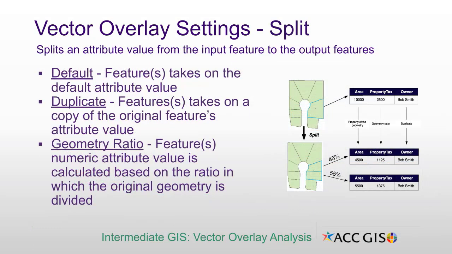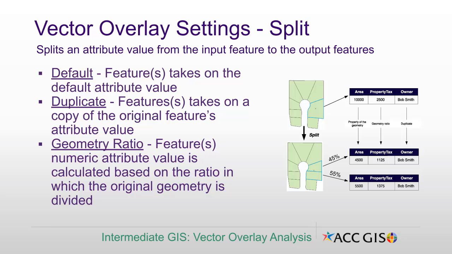When features are split, the split policy controls how attribute values are split from the input features to the output features. And there are three options in the split policy: default, duplicate, and geometry ratio. Default simply takes on the default attribute value that is set for that domain. If the duplicate policy is selected, features take on a copy of the original feature's attribute value. And if the geometry ratio policy is selected, the feature's numeric attribute value is calculated based on the ratio in which the original geometry is divided.